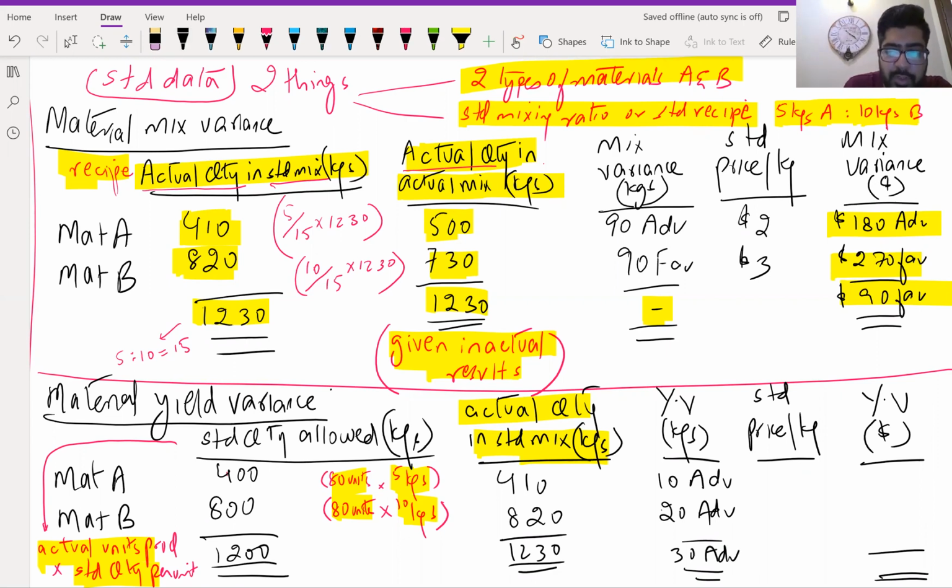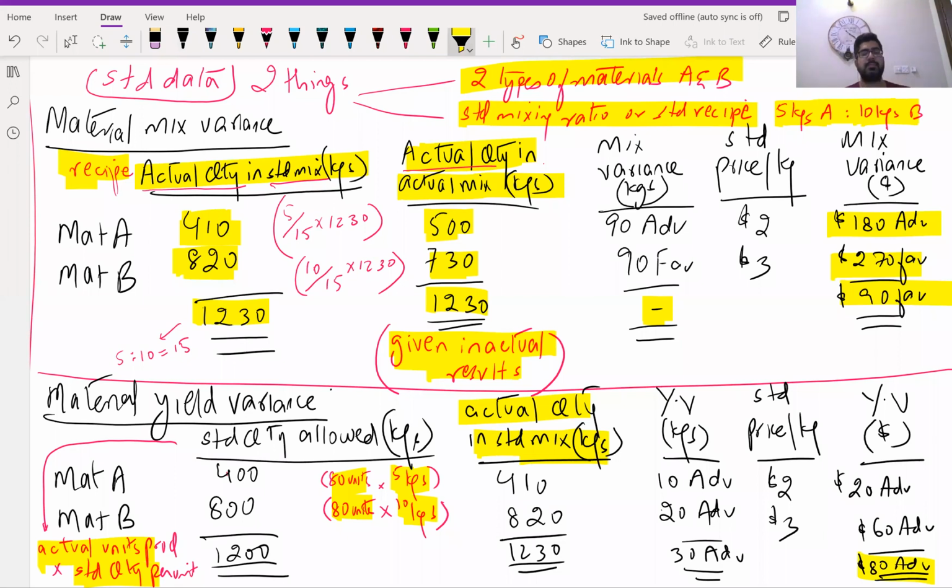This would not come to 0; only mix would come to 0. Standard price per kg from standard is 2 and 3. 10 adverse into 2, 20 adverse. 20 adverse into 3, multiply by standard price per kg, 60 adverse. Net them off, 80 adverse. This is material mix and material yield variance.